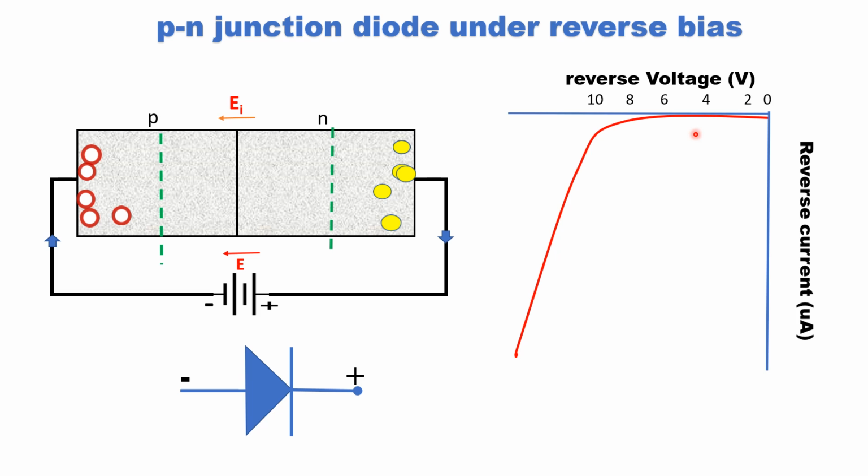But when we increase the reverse voltage, this reverse current suddenly increases to a large value. This voltage is known as the breakdown voltage. This is because at high potential, a number of covalent bonds break and thus increase the charge carrier concentration and hence produce a high reverse current across the junction.